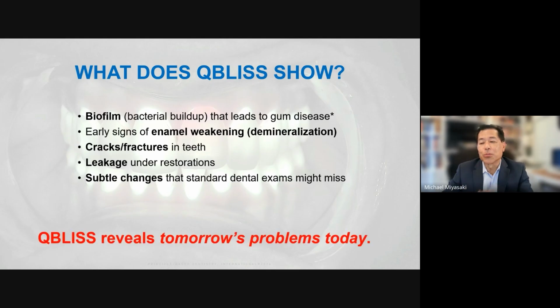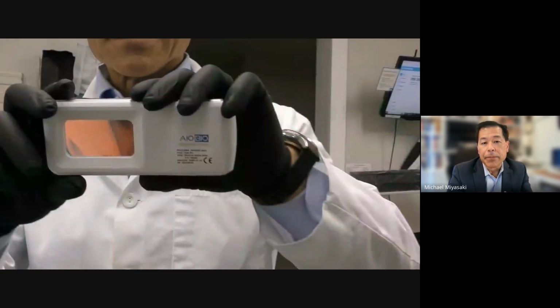So what I think is an important part is this QBLISS reveals tomorrow's problems today. It may not be a big problem today, but if we allow that biofilm to remain where it is, it's going to turn into something bigger.